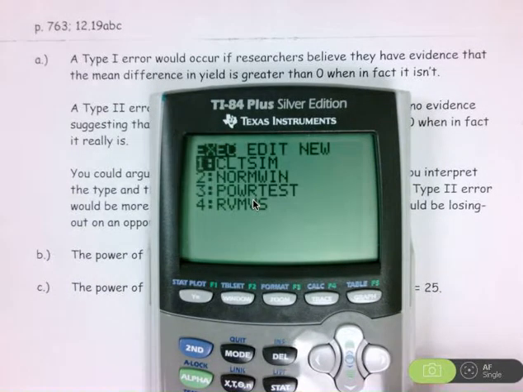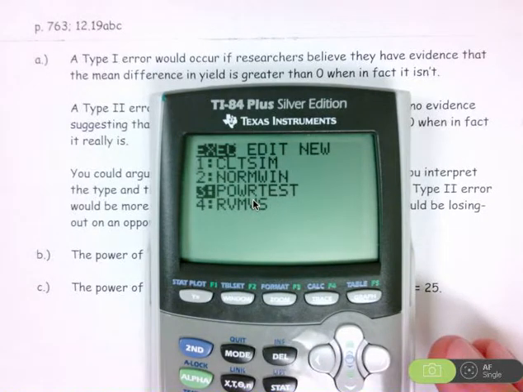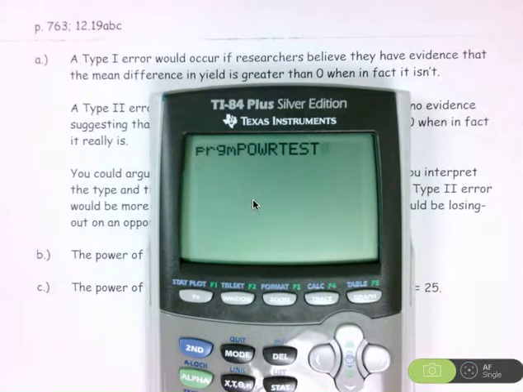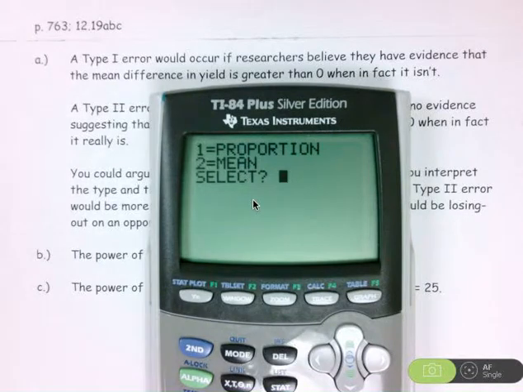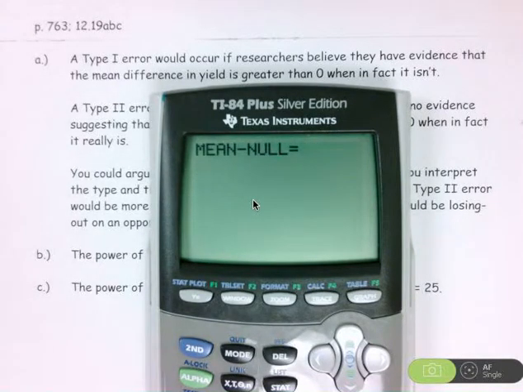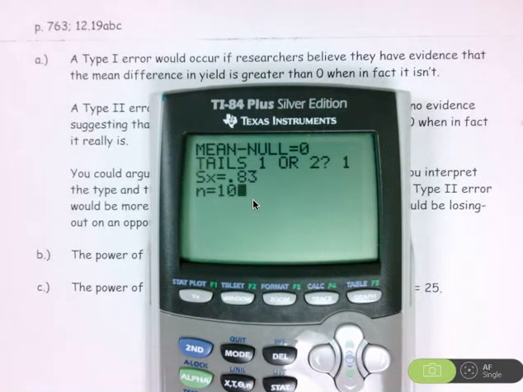If you go to the program button, and you've put the power test program on your calculator, execute that test. This is a test involving a mean. This is a null hypothesis value of 0 because I'm looking for evidence of differences that are greater than 0. It's a one-tailed test, a greater than test, so it's one-sided. The standard deviation that I have to work with is 0.83. The sample size in part B is 10. The level of alpha is 0.05.